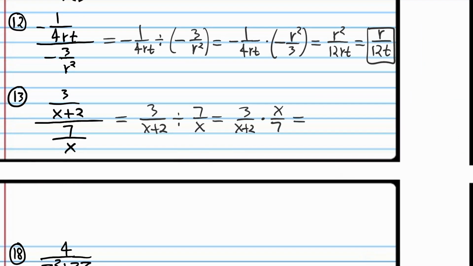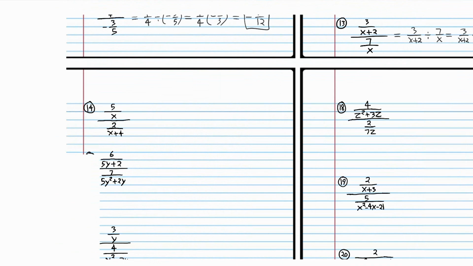And we can keep it in factored form. 3 times x is 3x. X plus 2 times 7 is 7 times x plus 2. We can keep it in that form if we want, but I'm just going to go ahead and distribute the 7. So 7 times x plus 2 is 7x plus 14. So that's probably the form that you're going to see in the book, in the answers in your book. And be sure to check all your answers. So no big deal on that one.